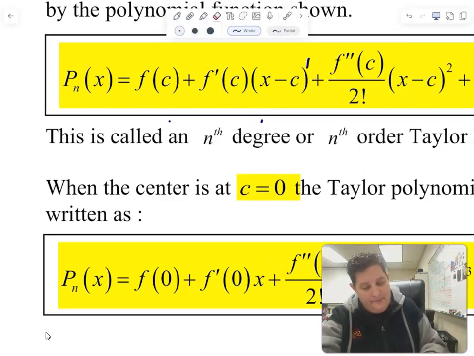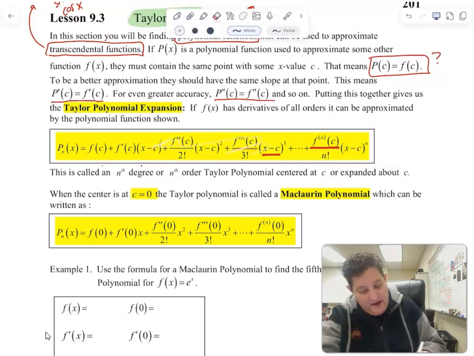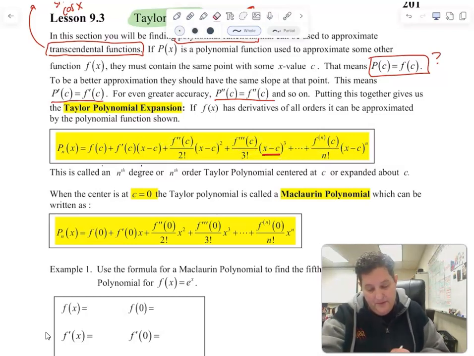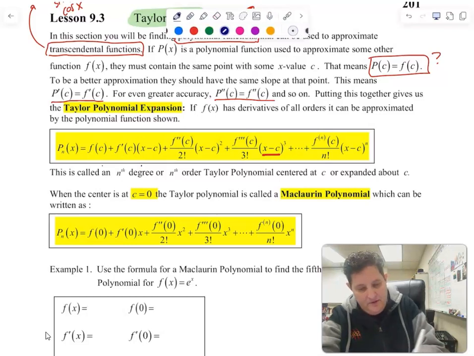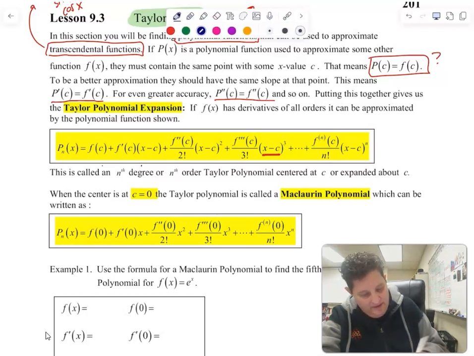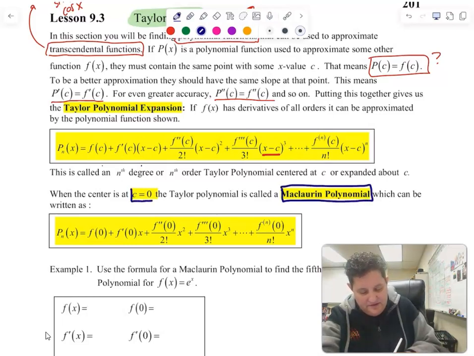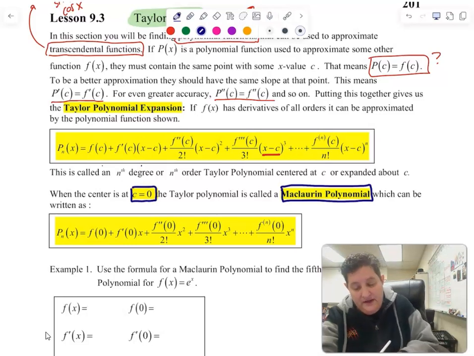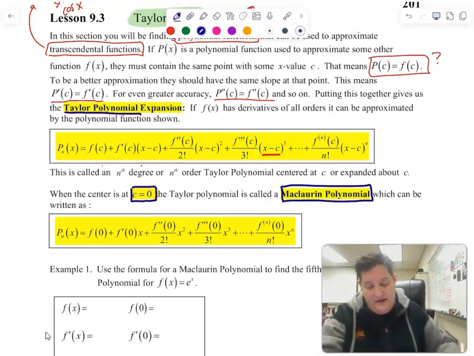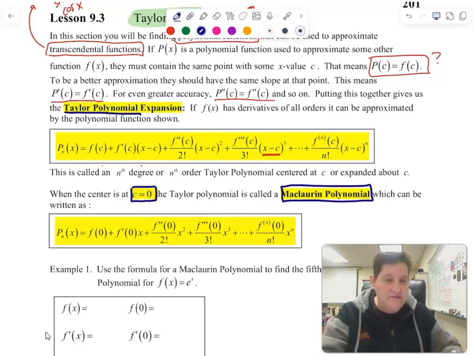Alright? Now, at the beginning, what this is talking about right here, these are called nth degree Taylor polynomials. When we center them at 0, they have a special name. They are called the Maclaurin polynomial. I think that's how you say it. When it's not centered at 0, it's called a Taylor polynomial. Right? If it's a different number, that's just the more broad term for it.